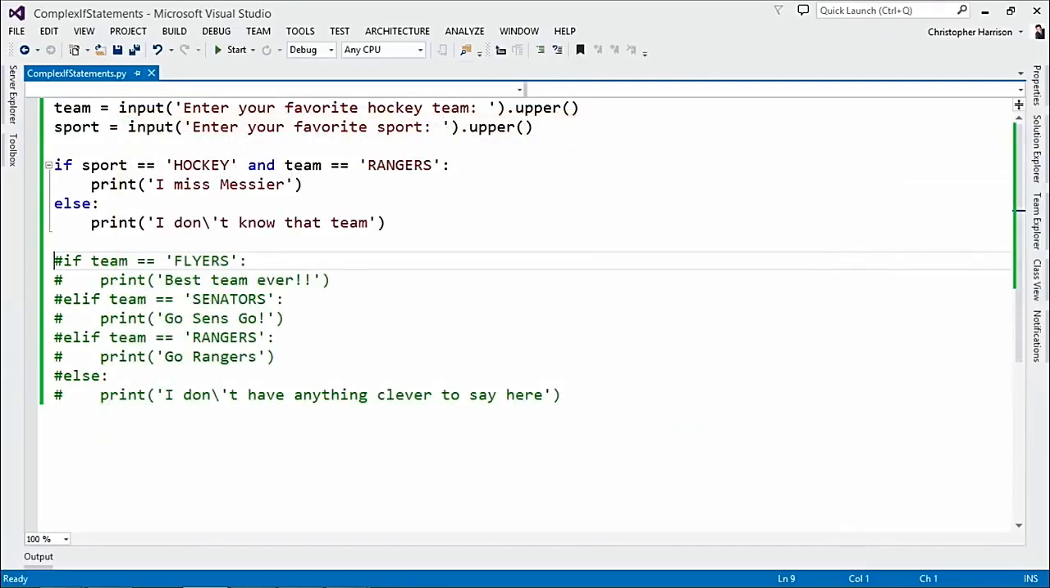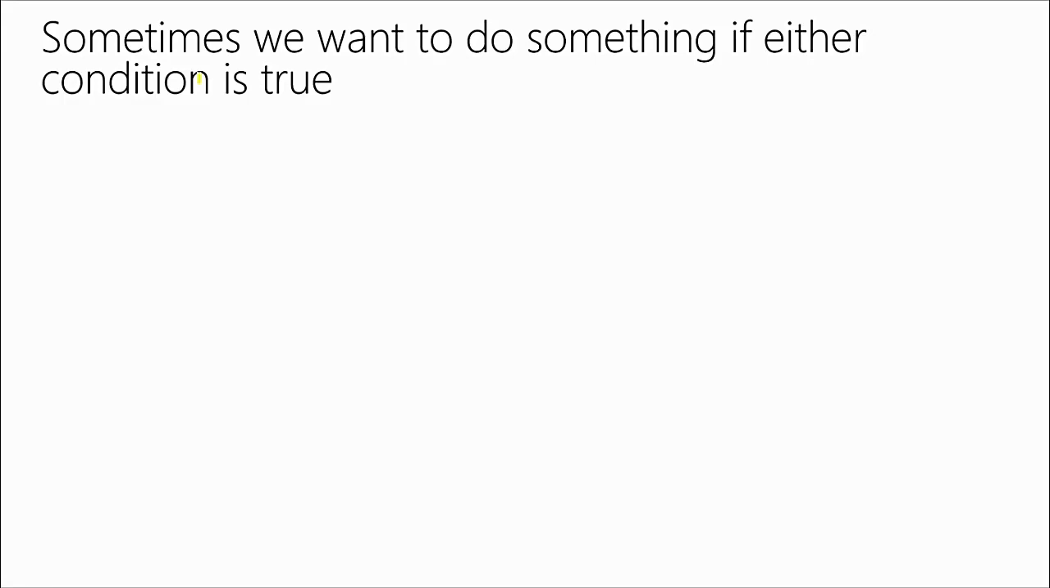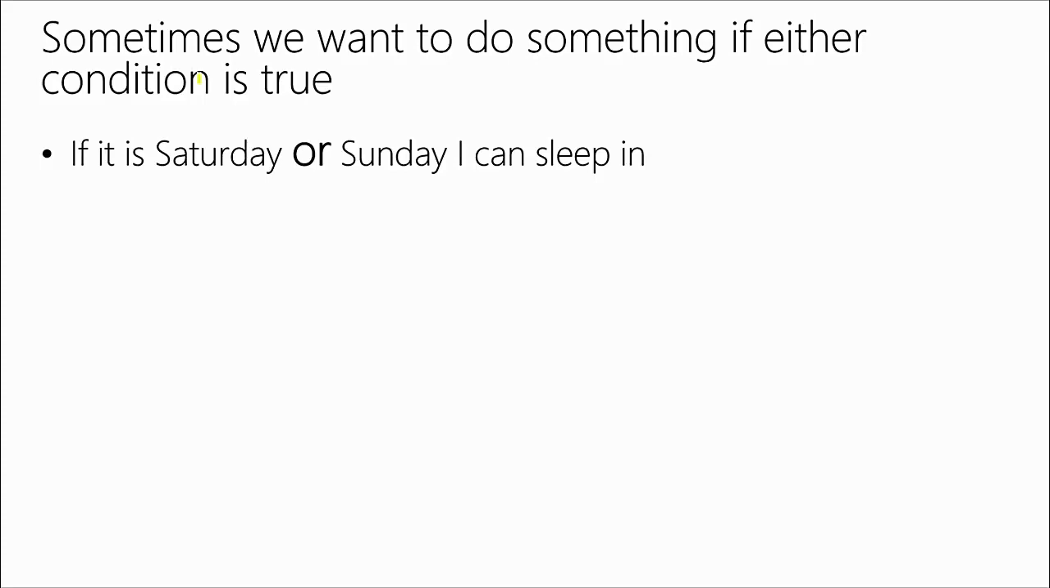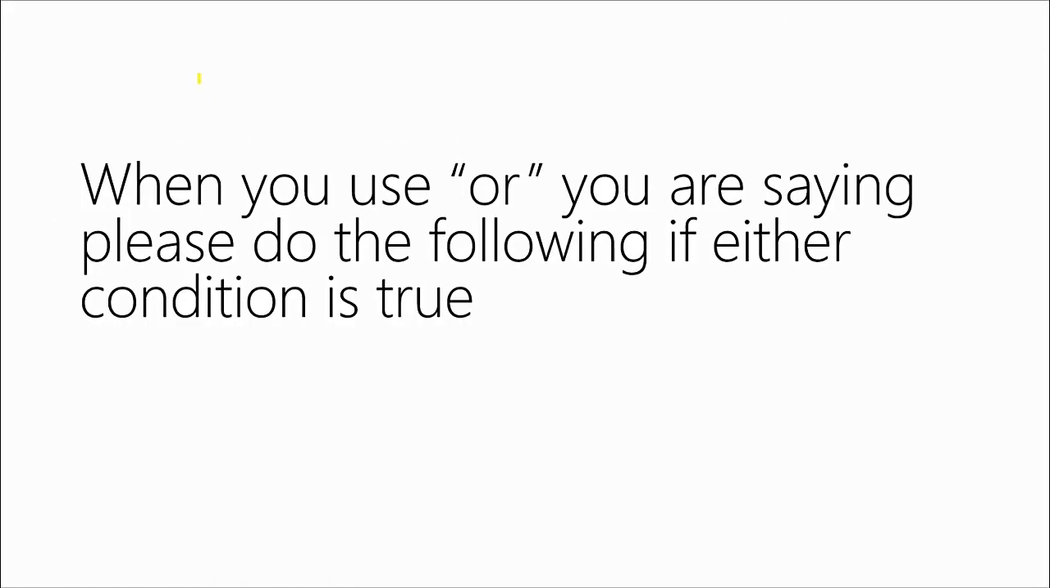Cool. All right, so let's go back to our slides here, kind of keep on keeping on. One of the other things that we might want to check is an or. So I only need one side or the other to be true. So if it's Saturday or if it's Sunday, I can sleep in, assuming that it's not a long run day. If it's raining or snowing, can't bike to work. This is our or statements. And what we're looking to do is test whether or not one side or the other is true.